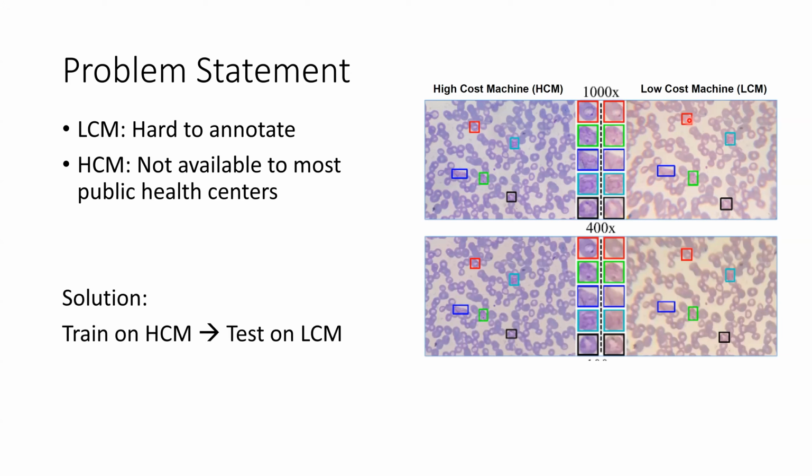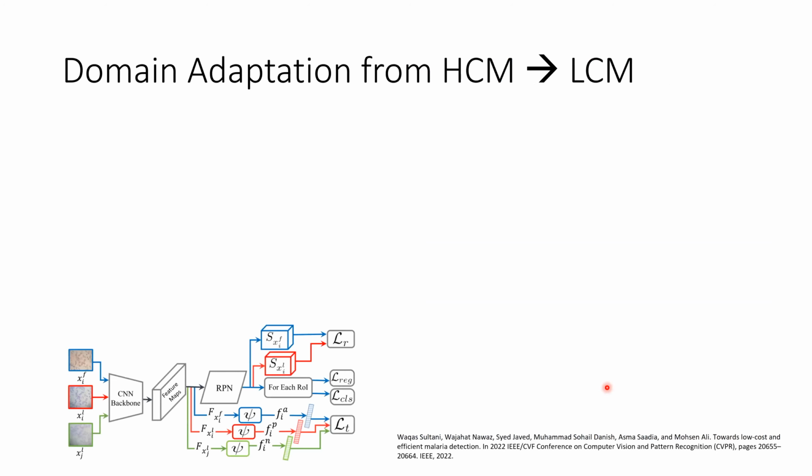So the idea is to train on a data set from those high-cost machines, where it's easy to make annotations and labels, and then have the model perform, testing it on low-cost microscopes, which is what we're seeing here. So we are dealing with the problem of domain adaptation from high cost machine to low cost machine in testing. First we looked into the prior work.